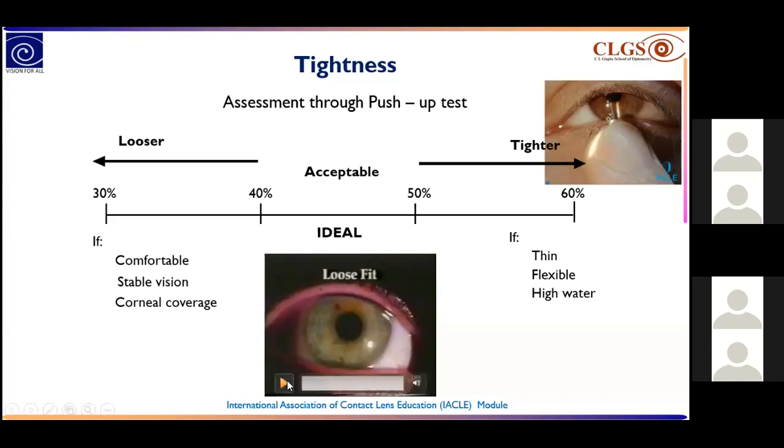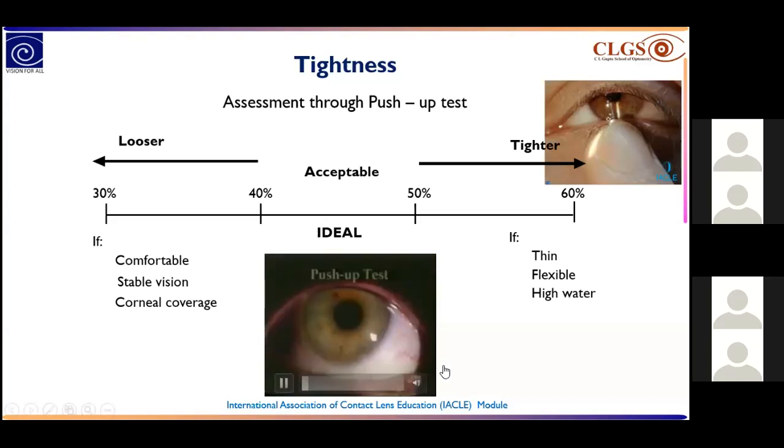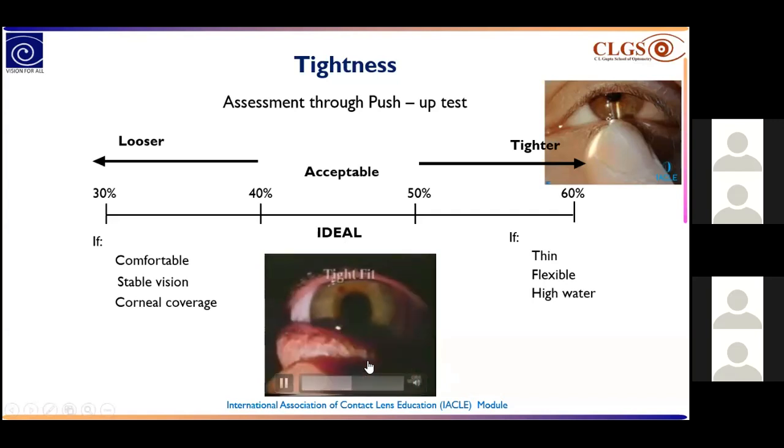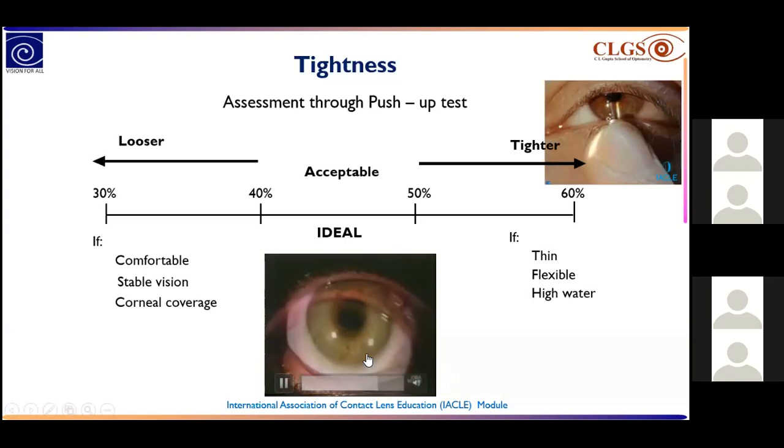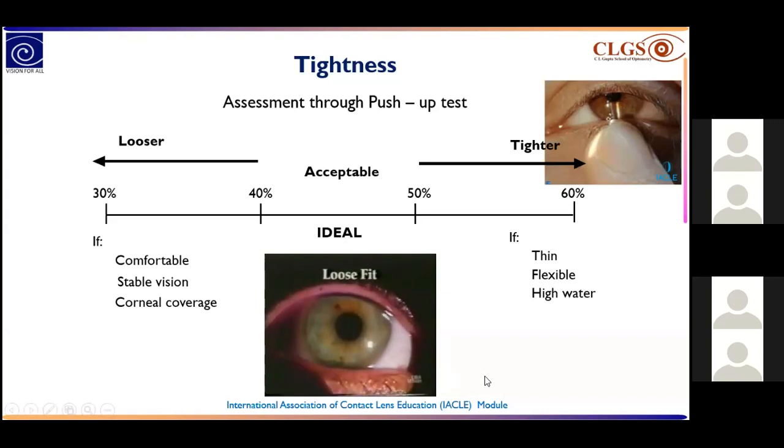So here in this image you can see, in the push-up test, with the help of the lower lid, they are pushing the lens in off gaze, and then they are assessing how much force they are applying and how much time it takes to come back to its original position. For the tight fit, there is no movement of the lens while pushing, and for the flat fit, it's easily moving and easily coming back to its original position.